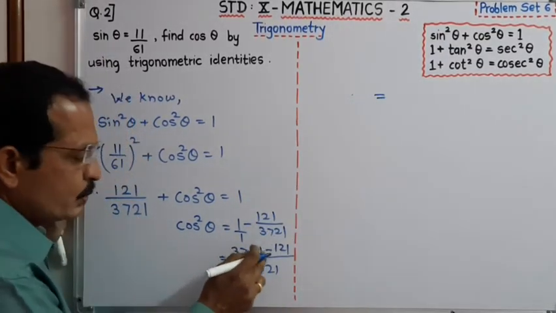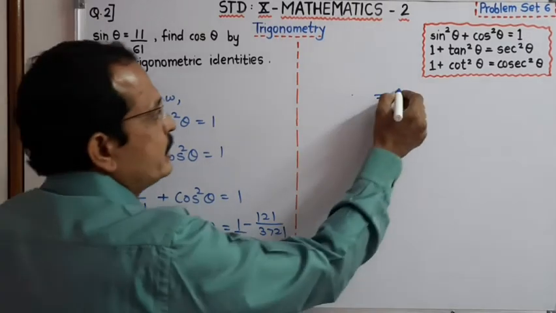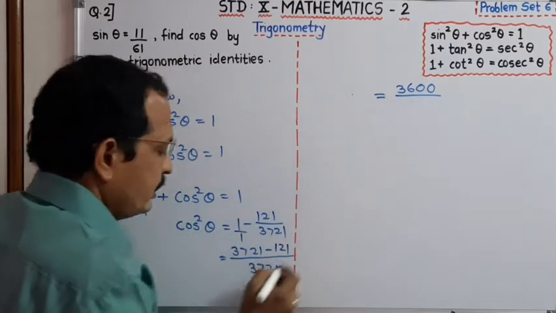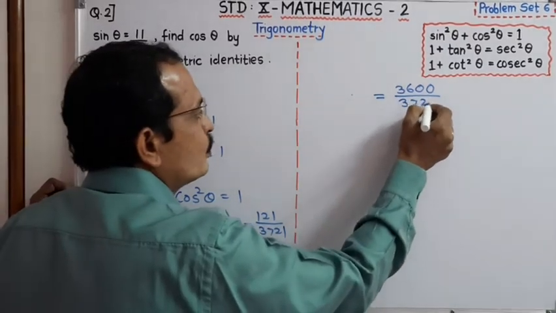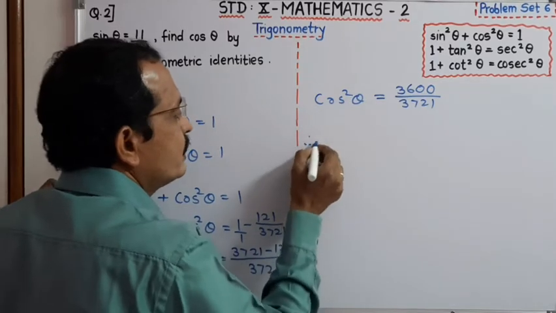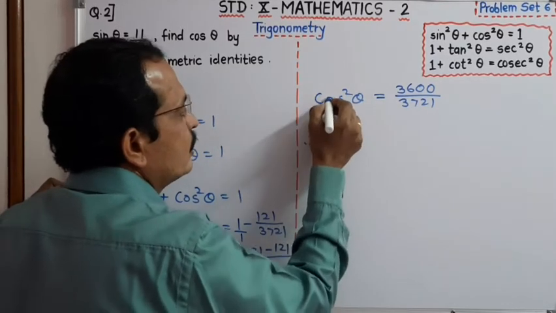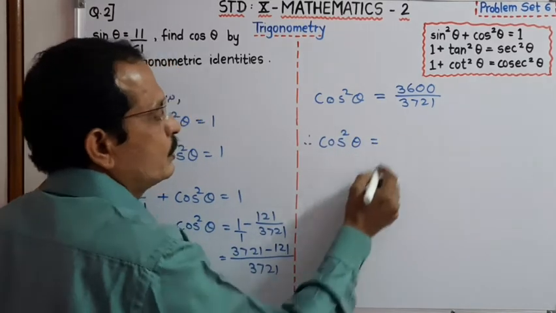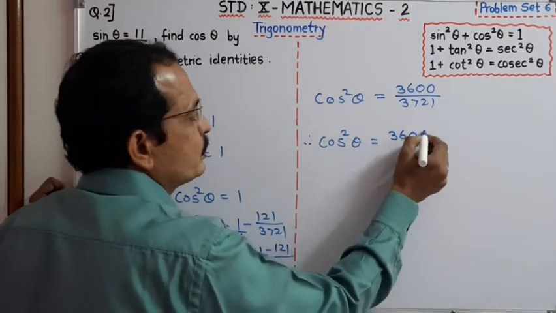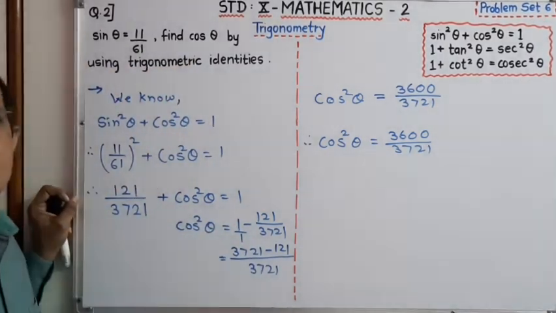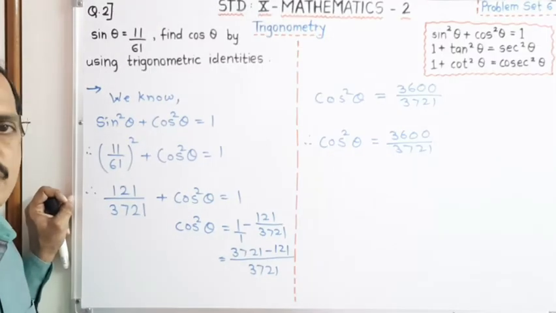Therefore dear student, we got 3721 minus 121, which is 3600, divided by 3721, that is cos square theta. Therefore cos square theta is equal to 3600 upon 3721. This is the value of cos square theta, but we have to find the value of cos theta.